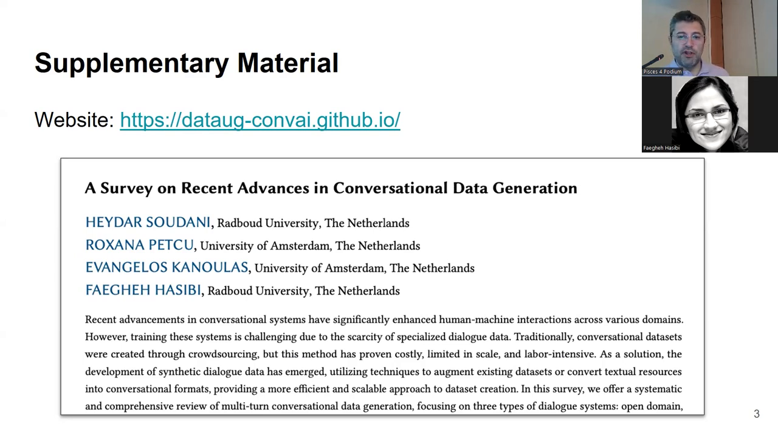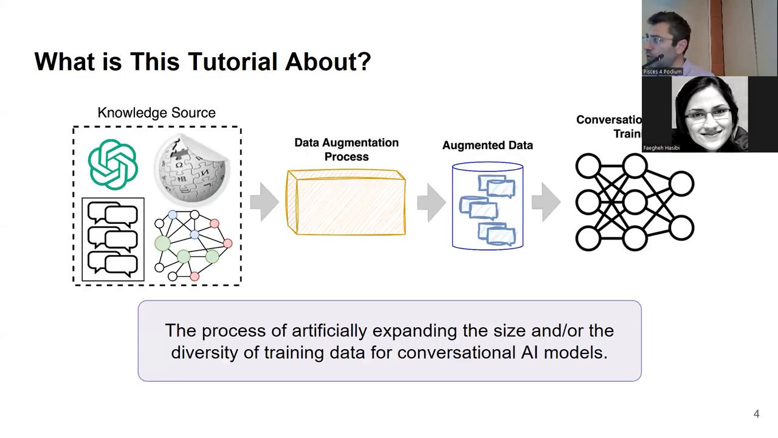So let me very quickly jump to what we wanted to do today. What is this tutorial about? Conversational AI has a big hype right now with the LLMs being out there. For many years, people have been trying to build conversational systems or dialogue systems. This tutorial is not going to be about the dialogue systems themselves. We're not going to talk about how we build these dialogue systems, although we will briefly touch upon this because we need to know that for what we're going to talk about.